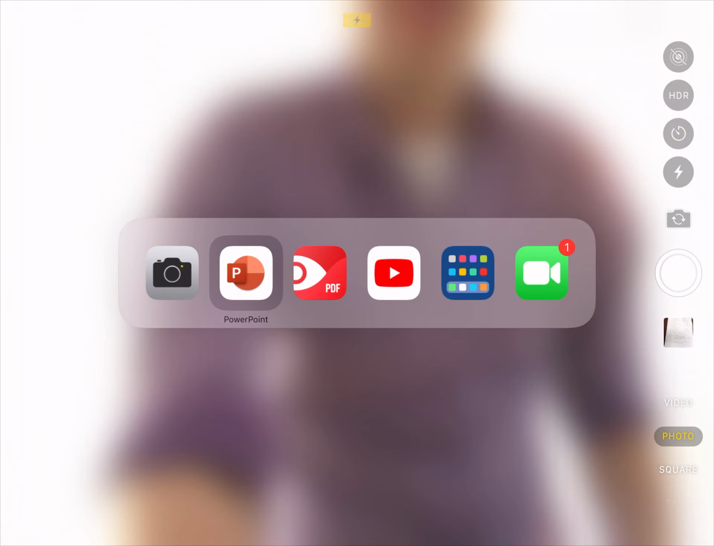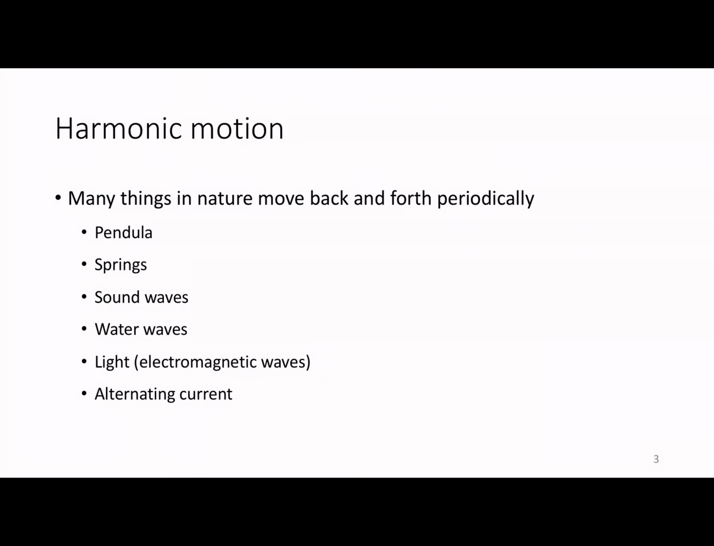And it turns out there are many more. Just a few examples here. Pendulums and springs we talked about. We'll talk about sound waves, which are waves of the pressure in the atmosphere. Water waves, we'll also talk about when we cover waves. And then for those of you who go on, light is an electromagnetic wave. That's something we'll cover in 23-26.